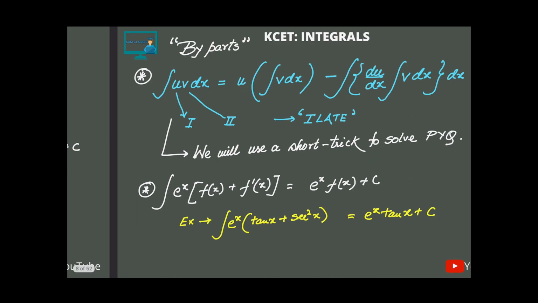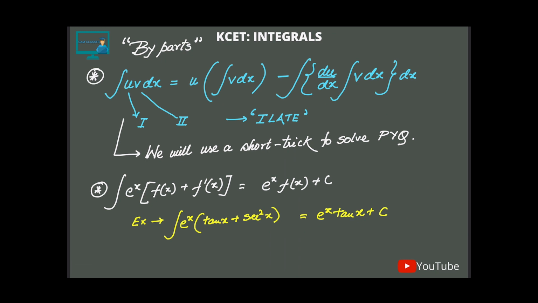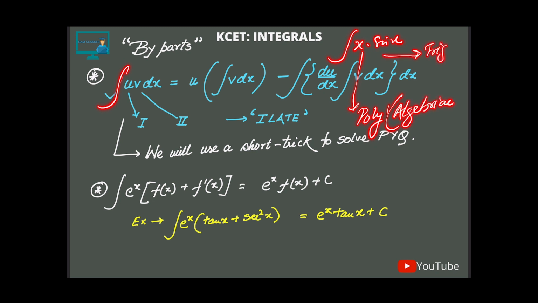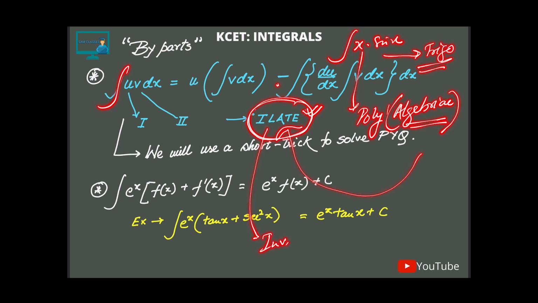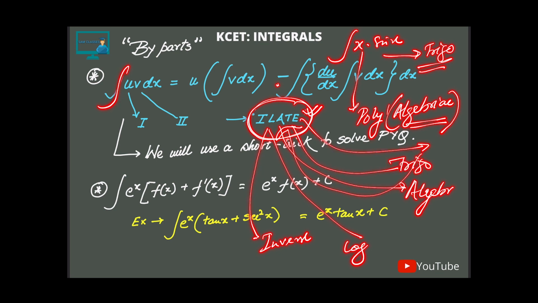Next is integration by parts. Whenever we have integration of two functions, let's say we have x and integration of sine x, one is my polynomial or algebraic function and the other is my trigonometric function. Which function will go as u and which as v, I'll decide by this order, ILATE. I stands for inverse, L for logarithmic, A for algebraic, T for trigonometric, and E for exponential.